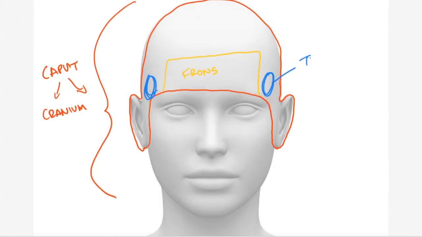We have on the sides right here, temples, which is Latin for temples, like your temples on the side of your head. You also have the vertex. Now the vertex is the very, very tippy top of your head, vertex. And the English translation for vertex is crown, the crown of your head. You also have your oris, which are your ears.